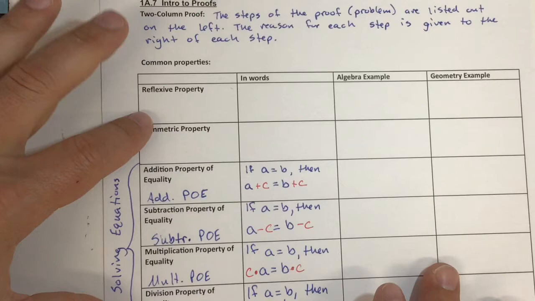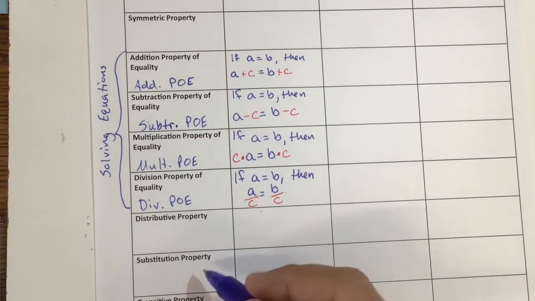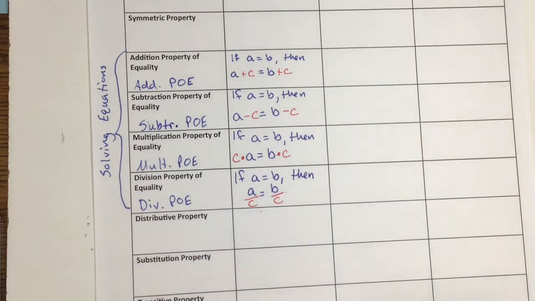I haven't forgotten about these at the top. We'll come back to them. But let's talk about these next couple. Distributive property. Okay, you guys know what that one is.